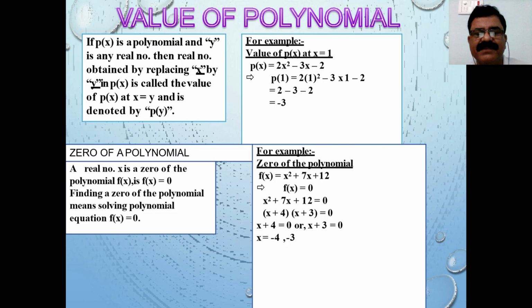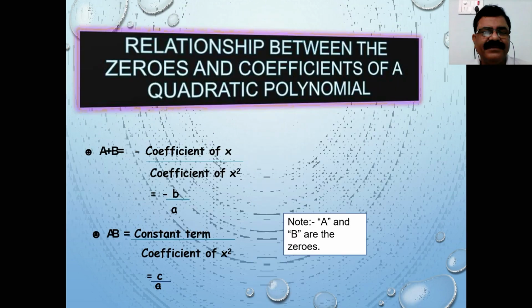Now you see the relationship between the zeros and coefficients of a quadratic polynomial. Let the two roots be a and b. Then a plus b is equal to minus coefficient of x divided by coefficient of x square, which is minus b by a. The product of the roots, a into b, is equal to the constant term divided by the coefficient of x square, which is c by a.